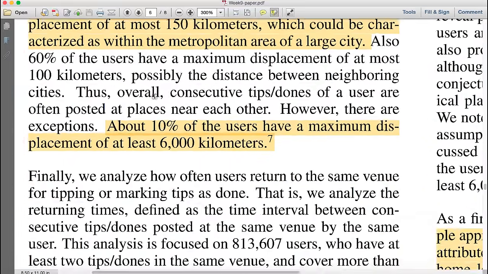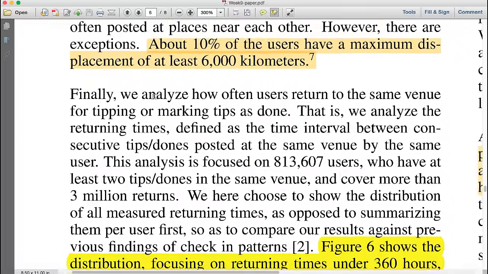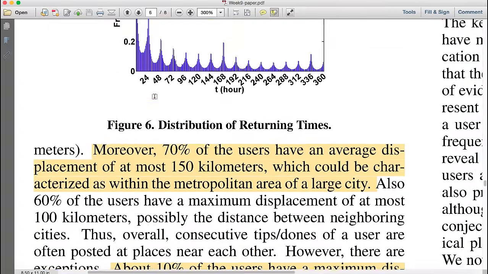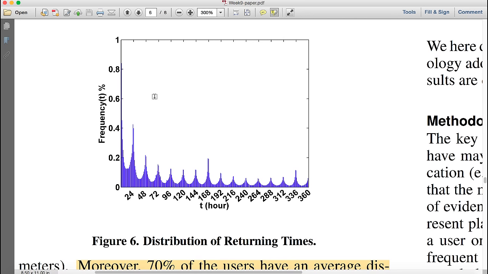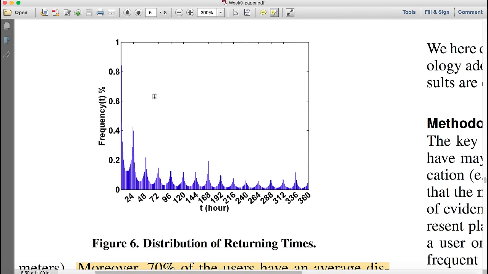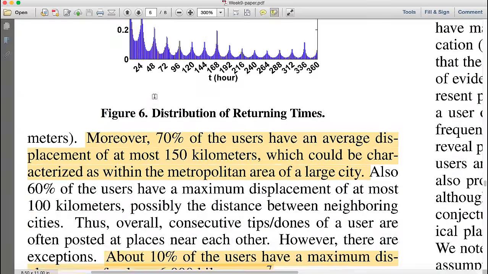Now we'll see the next figure. The next analysis is actually a very interesting analysis, where they saw how frequently the check-ins, the tips, the dons are coming back for that particular location. So this is the distribution of the returning time. If I check in, if I do a tip or a don in Triple IT, how frequently do I actually do a tip or a don in that location?